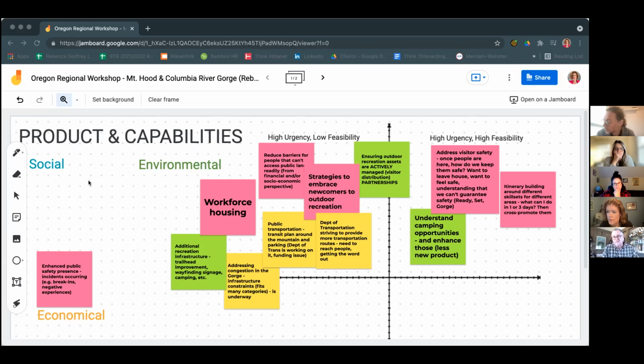We identified a need for basic education of basic outdoor recreation skills that we've taken for granted, that aren't quite so prevalent in today's society. And there was an interesting conversation about itinerary building for our tour guides for specific interests, and then being able to cross-promote those to other areas to sort of collaborate and work together. I think that's pretty much what we talked about, Rebecca.